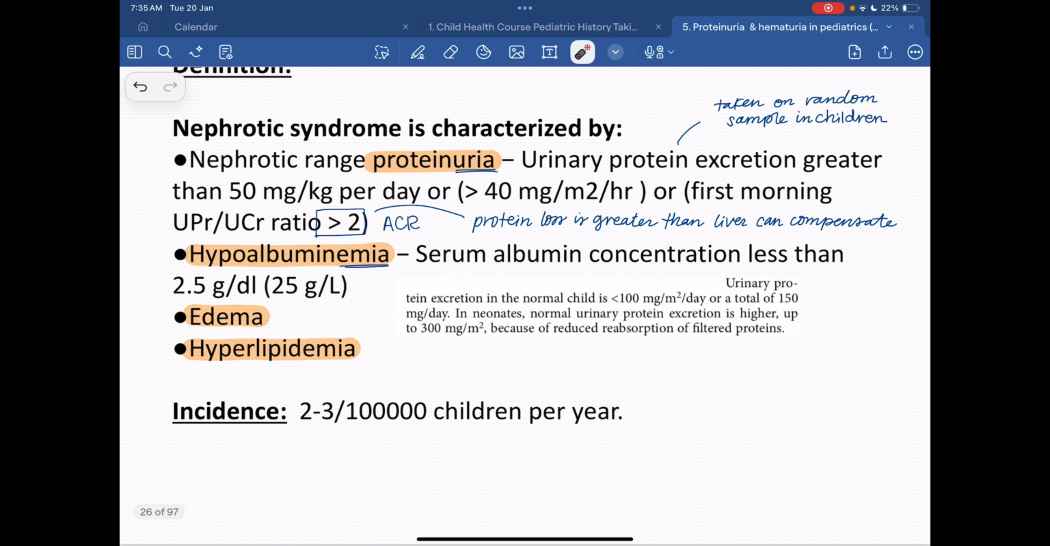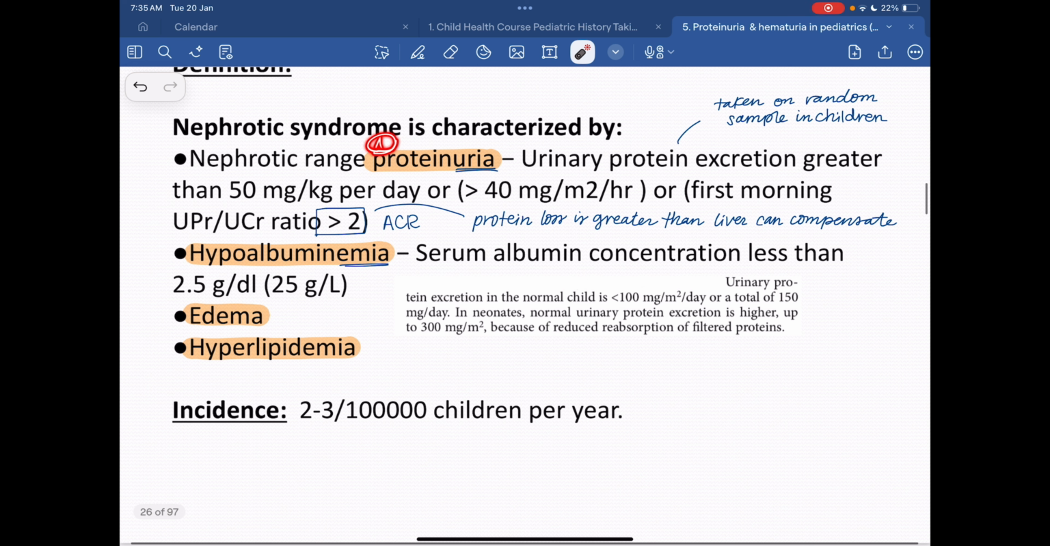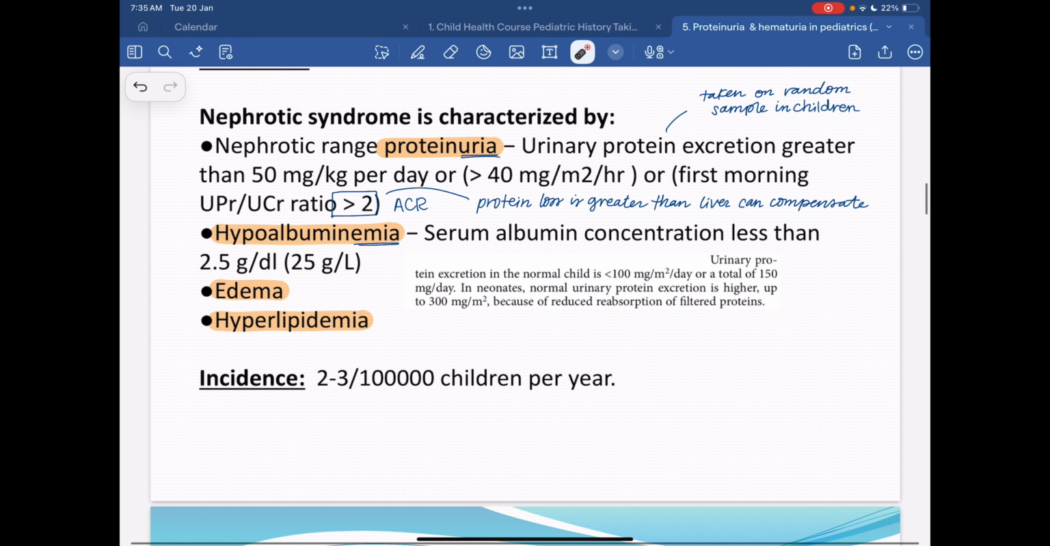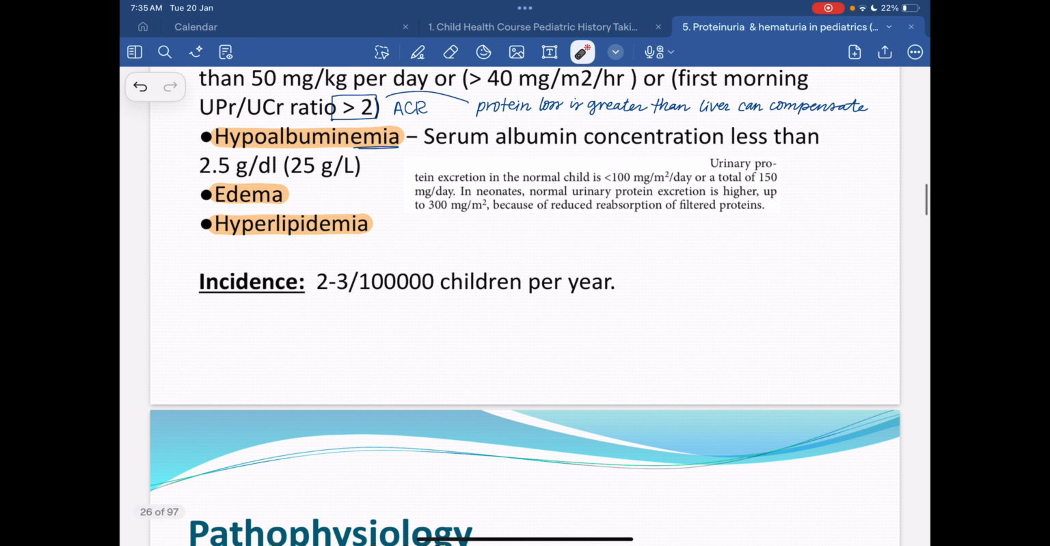Number 1, nephrotic range proteinuria. Number 2, we have hypoalbuminemia, so the serum albumin concentration is low, less than 2.5 grams per deciliter. We'll have edema and also hyperlipidemia. The incidence is rare, 2 to 3 per 100,000 children per year.